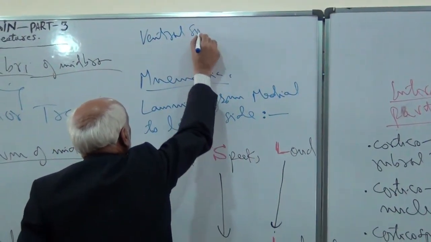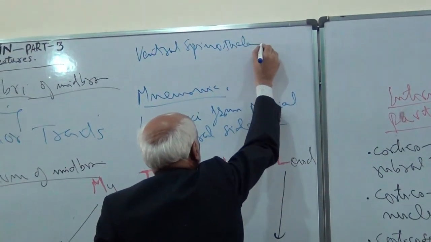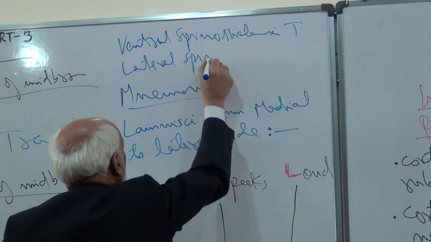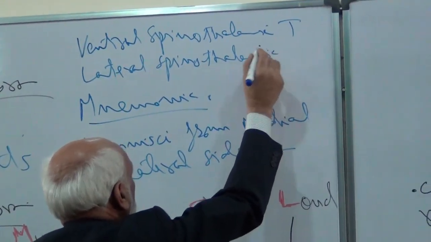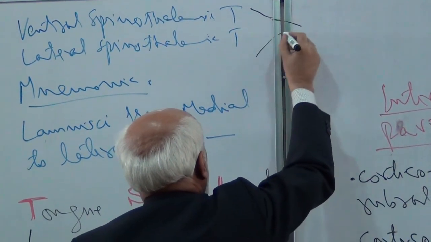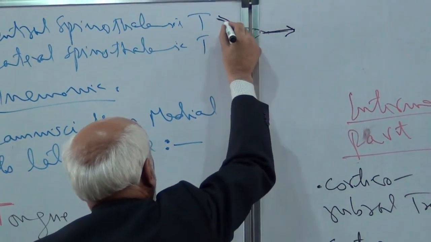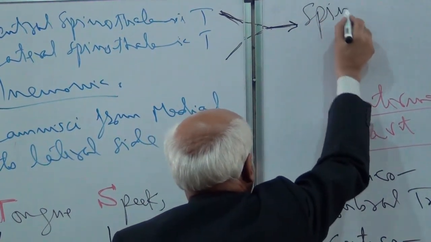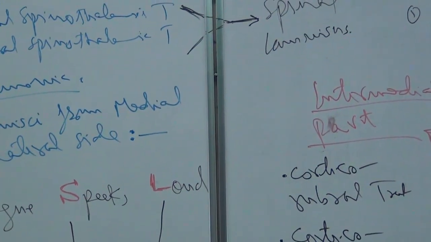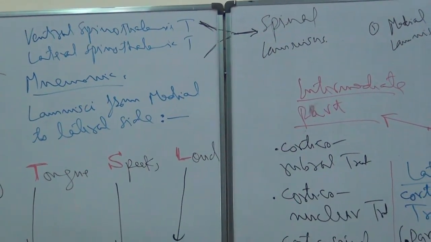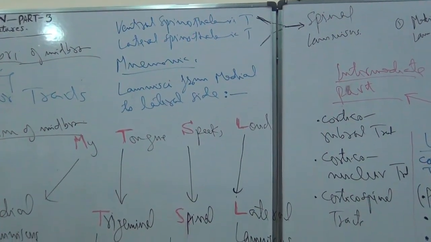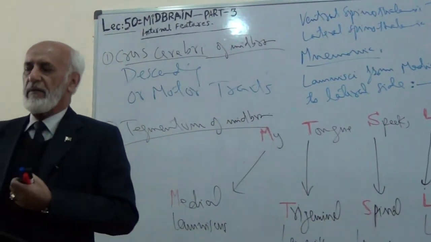Ventral spinothalamic tract and lateral spinothalamic tracts. These two tracts join together to form spinal lemniscus. So these were the ascending or sensory tracts in the tegmentum of the midbrain. And then I told you that there are a few descending tracts also in the tegmentum of the midbrain.